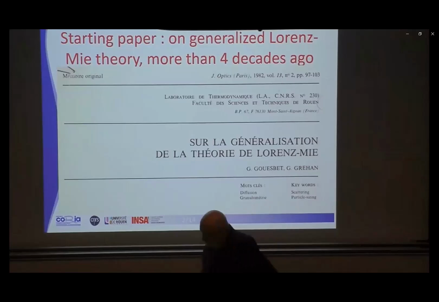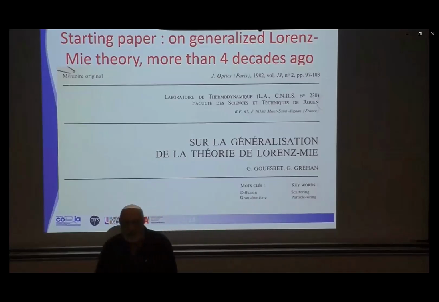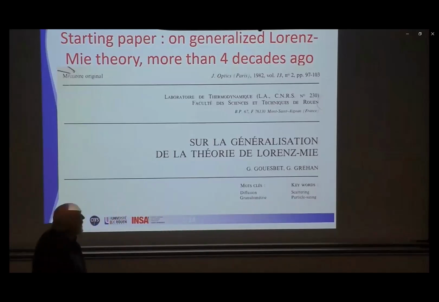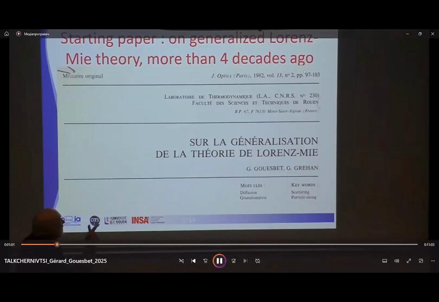To begin with, I have to tell you a bit of the story of electromagnetic scattering. Actually, the first paper I did on this topic is dated 82, and it's called a generalization of Lorenz-Mie theory, more than 4 decades ago, you know. It was a long time ago.